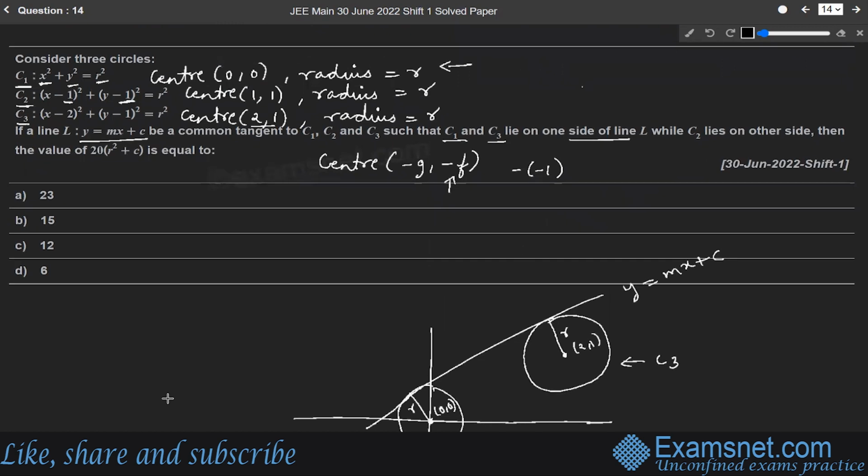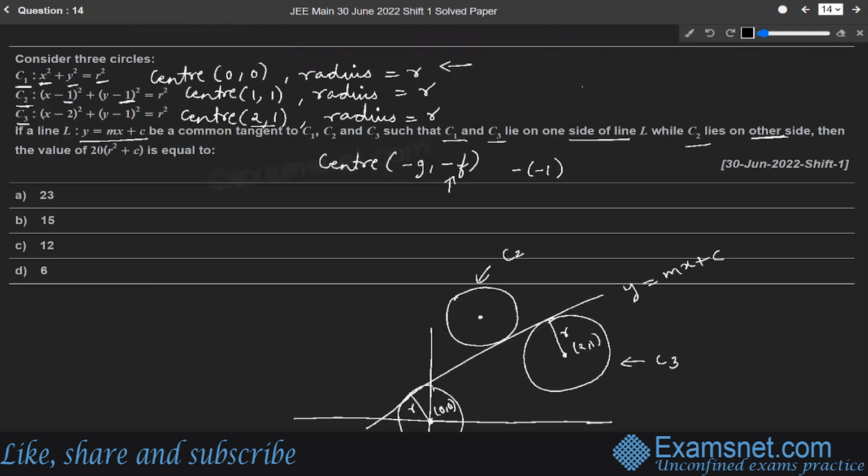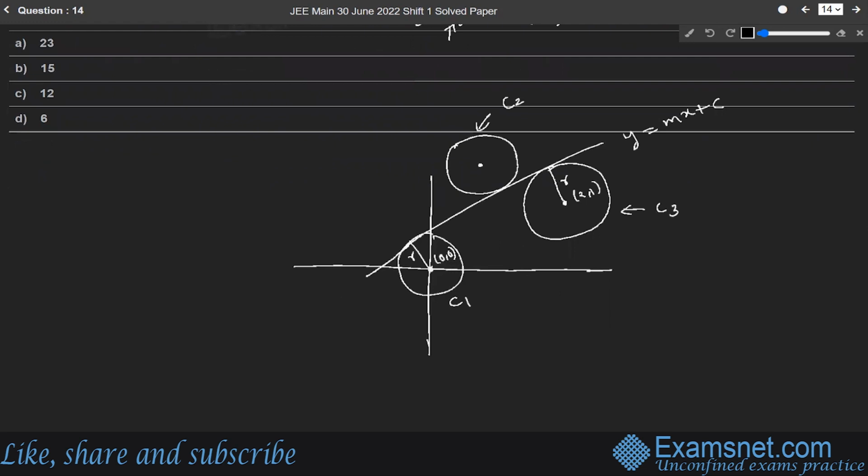Now it is given that C2 lies on the other side of the tangent. Means C2 lies on this side, right? So let this be circle C2. This is C2. What is the center of C2? The center of C2 is (1, 1) and the radius is again R. So the center is (1, 1) and radius is R. What is radius? The distance from center to any point on the circle.